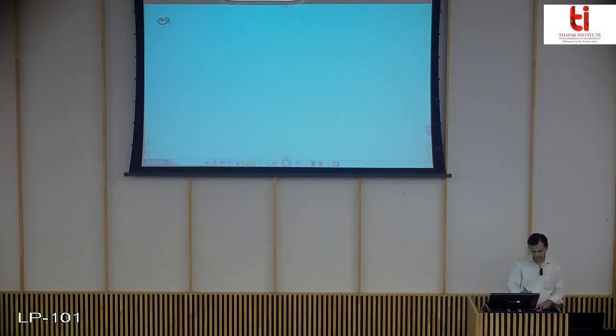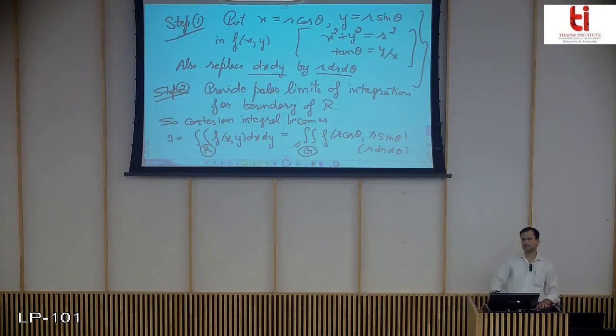Let us consider an example. Before that, see these are the general 2 steps for changing Cartesian to polar coordinates. However, it is not necessary that you will always follow step 1 and step 2. You first substitute x equals R cos theta, y equals R sin theta, and then you provide the polar limits. You can change these steps as per your own convenience. It is not necessary that you do step 1 first and step 2 second always. It depends upon the question, and you can change the steps accordingly.